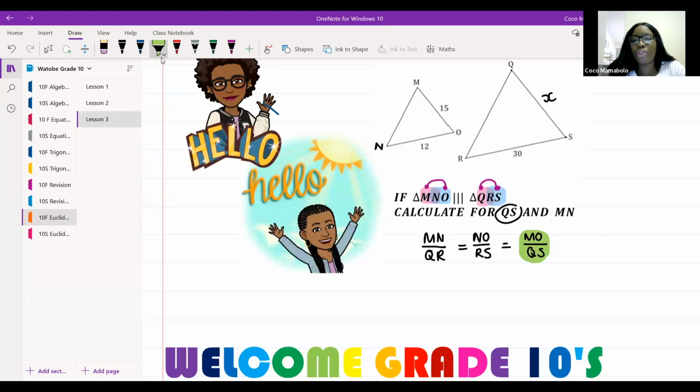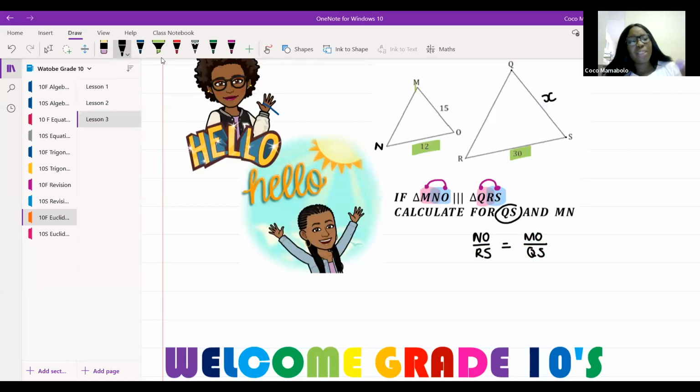Well, I can't use MN because MN doesn't have a value, but I can use NO and RS. So I'm going to go to the side that has NO and RS in it. So those are the two sides I'm going to use in order to find my answer. So I can go NO over RS. In fact, I don't even have to rewrite it. All I can say is I'm going to use this. I'm only going to use the NO over RS and the MO over QS.